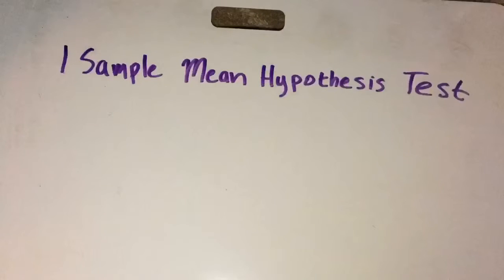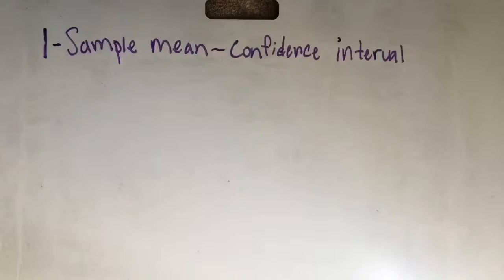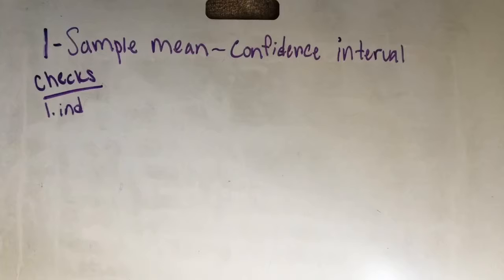Now, the first step for the one-sample mean hypothesis test is to define the H0, or the null, and it is mu is equal to mu of 0. And the HA, or the alternative, is mu is either greater than, less than, or not equal to mu of base 0. The next step is the checks for the one-sample mean hypothesis test.